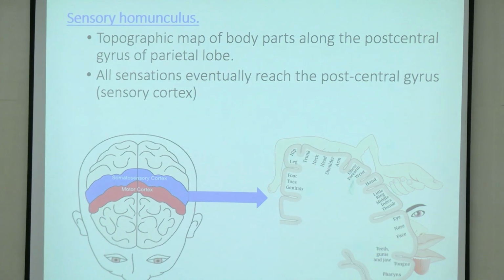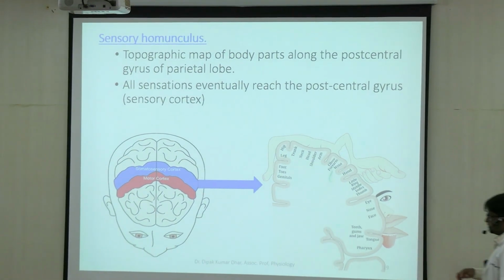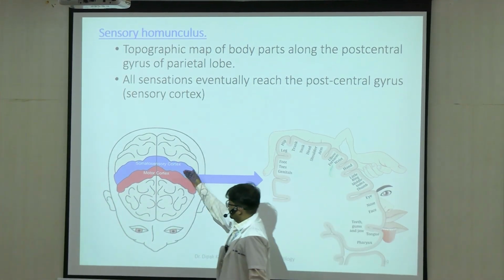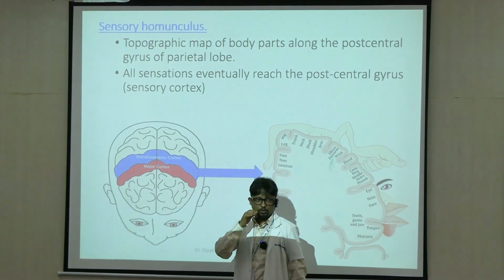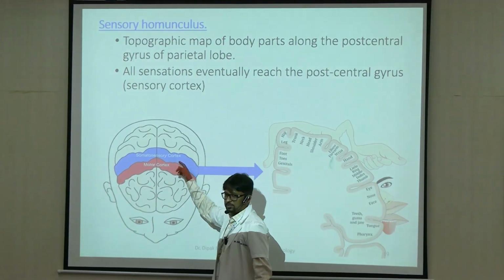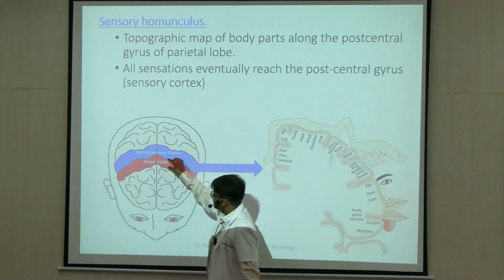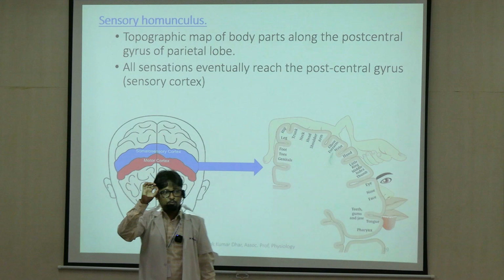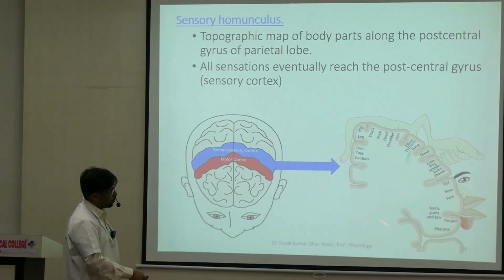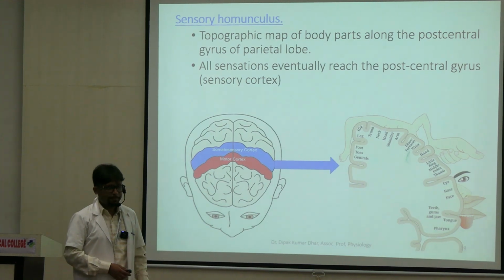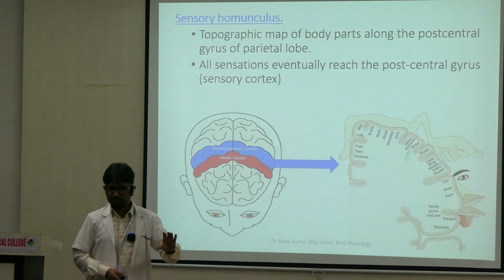In the post-central gyrus of the brain, this is the central sulcus, right? Anterior to this, you have the precentral gyrus, which is the motor cortex, and posterior to this is a part of the parietal lobe. You have a small strip in the cortex where the entire body is mapped, right? So you have a topographic map of the entire body. This is called the homunculus. Homunculus means a little man, right?